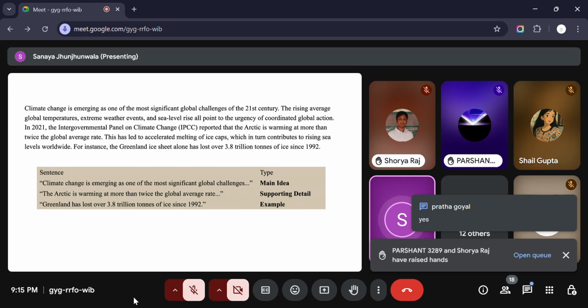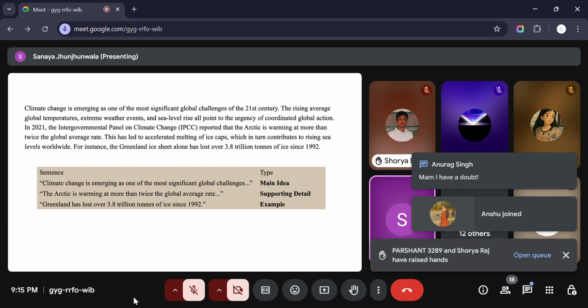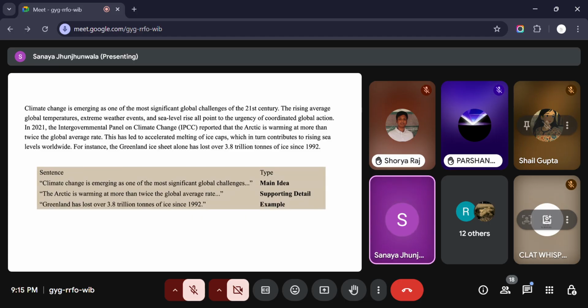It's not the negative impact of climate change globally, but emerging, basically. Dekho, that is another great example. Anurag wrote in the chat the negative impact of climate change globally. But अब अगर दो ऑप्शन दिया हुआ है in the question of main idea, that the passage is about the negative impact of climate change globally या फिर climate change is emerging as one of the most significant global challenges.